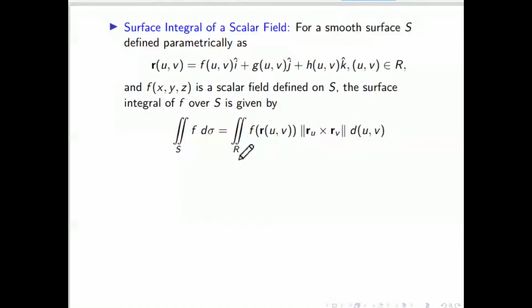Depending on the limits, if you apply the limit of u first, then you will write du dv. If you apply the limit of v first, then you will write dv du. That is depending on the limit.